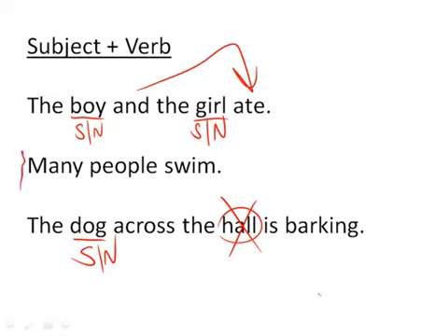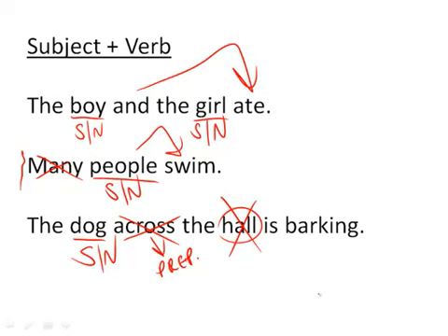Of course, many people swim. Again, don't worry about many here. People is a noun. People are the ones that are swimming. Hence, that's our subject. And finally, going back to the dog and the barking. Of course, the hall is not barking, but get rid of all these modifiers. Across, by the way, from the previous video, we mentioned that's a preposition.